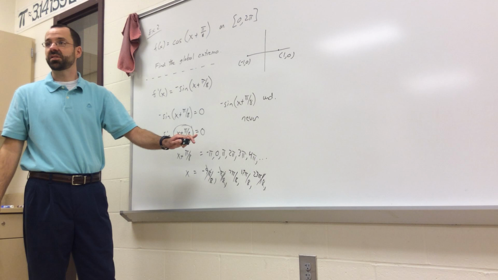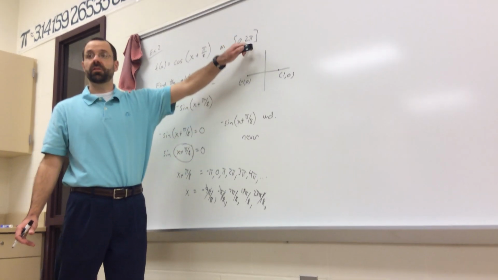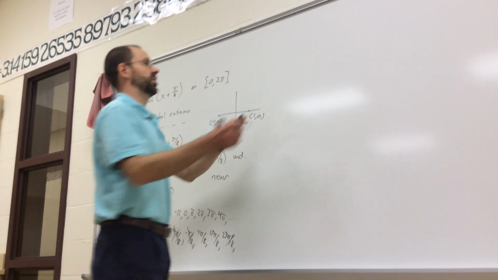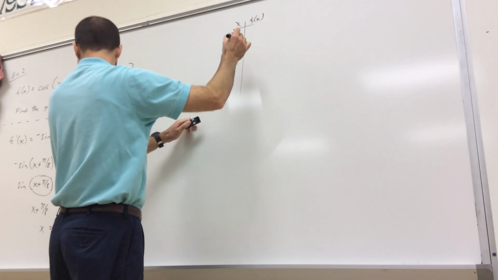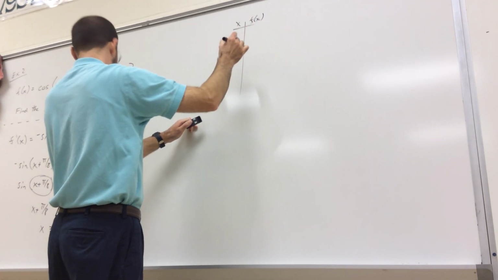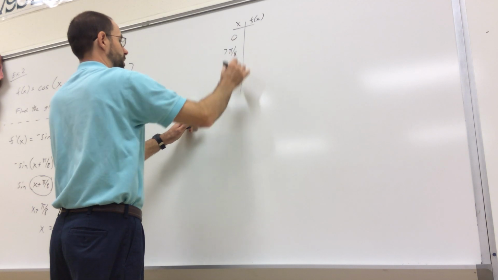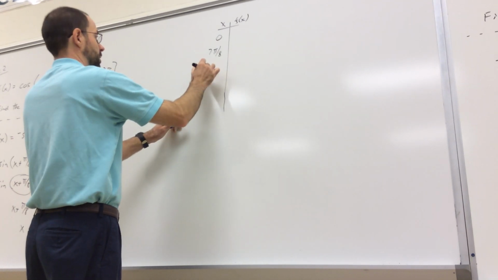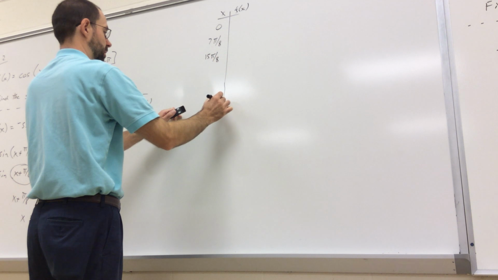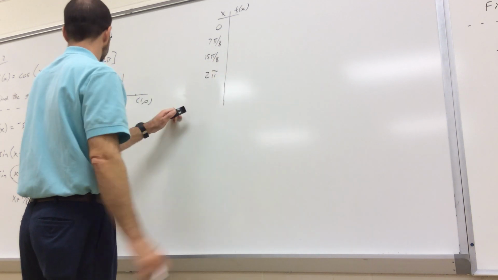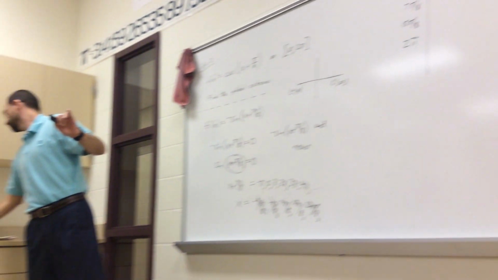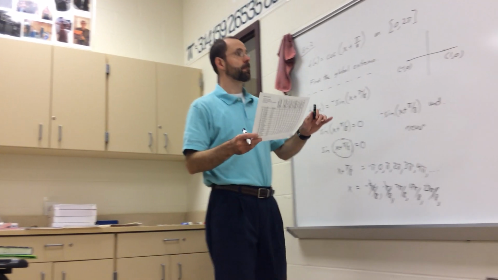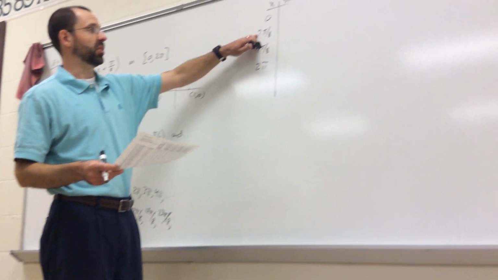Okay, then what was the second step? Find the endpoints, so much easier: 0 and 2 pi. So then you take all those values and you list them in a table: 0, 7 pi over 8, 15 pi over 8, and 2 pi. So I'll plug this one in first.